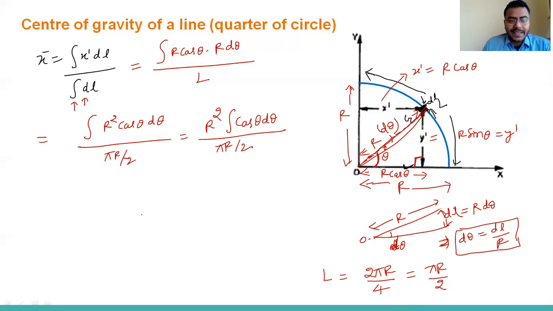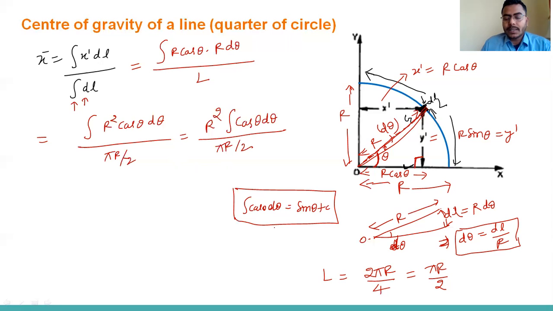Now, what is the integration of cos theta? So I'm writing one formula, just note it down. Integration of cos theta with respect to theta is equal to sine theta plus constant, right? This is the integration. By putting the lower limit and upper limit, c will be cancelled out. You can remember this formula. So I'm applying this formula here.